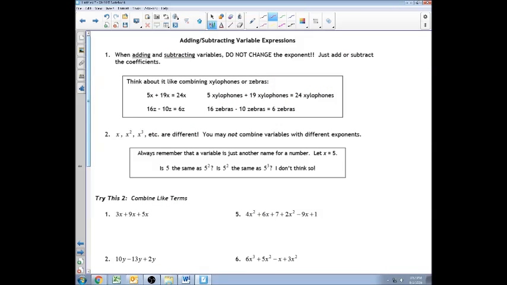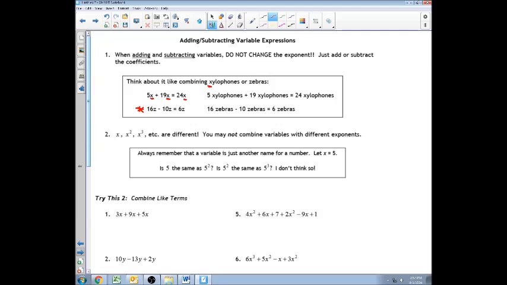Adding and subtracting variable expressions. When adding and subtracting variables, do not change the exponent. Just add or subtract the coefficients. You can think about it like combining xylophones or zebras. Xylophone starts with the letter X. That's why we have X's in this problem here. So if I have 5 xylophones and I add 19 xylophones to it, I'll end up with 24 xylophones. Same thing goes for our zebras here. If I have 16 zebras and I take 10 of them to another zoo, then I will only have 6 zebras left.